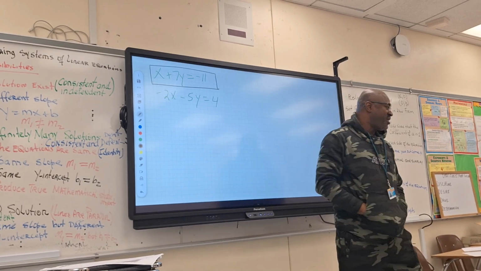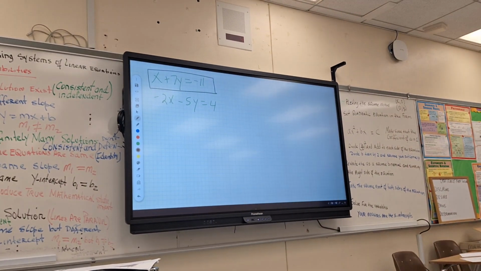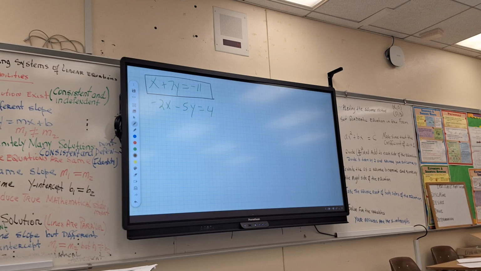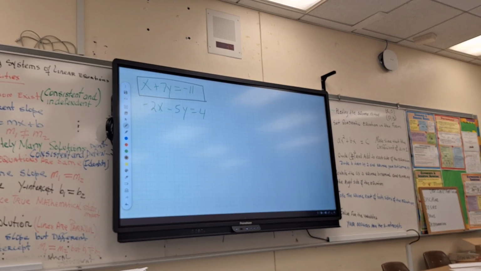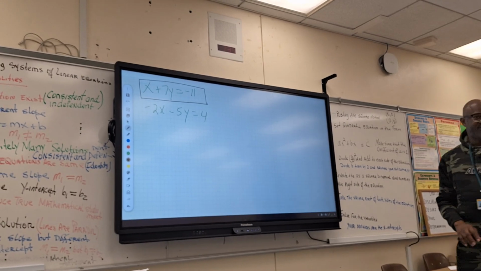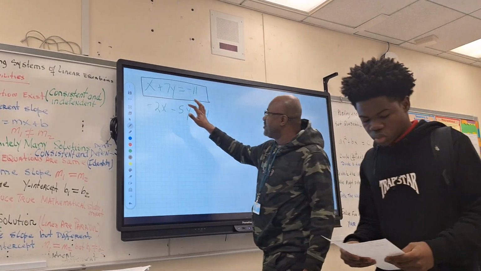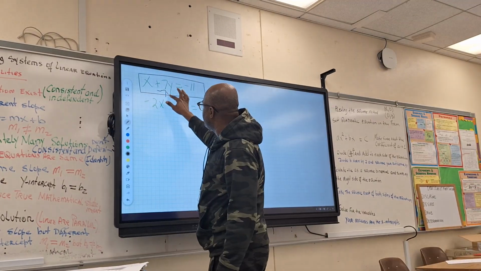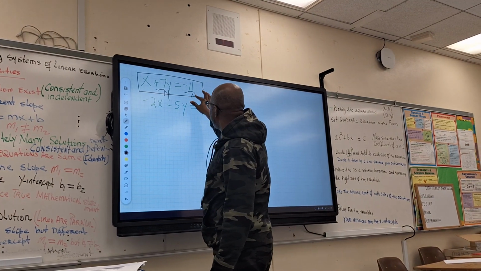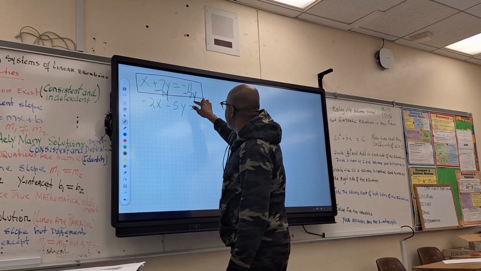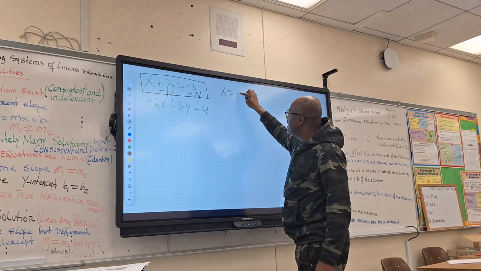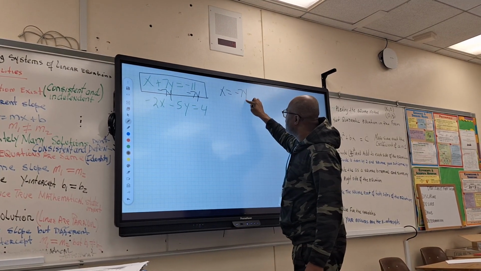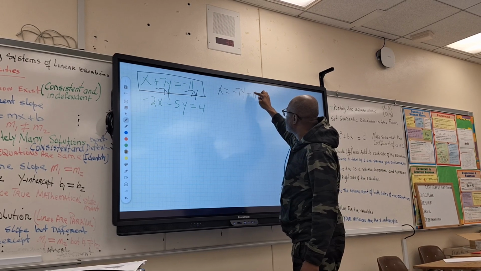How will you solve for x in that one? What do you need to do? You subtract 7y, then you get x by itself. So you come here, you subtract 7y, and you subtract 7y. What do you end up with for x? You will have x equal -7y minus 11. That's what x is equal to.